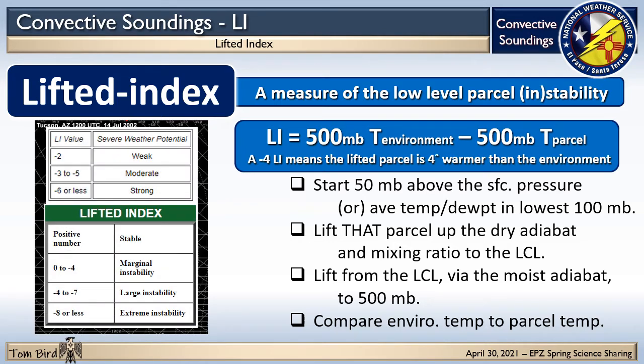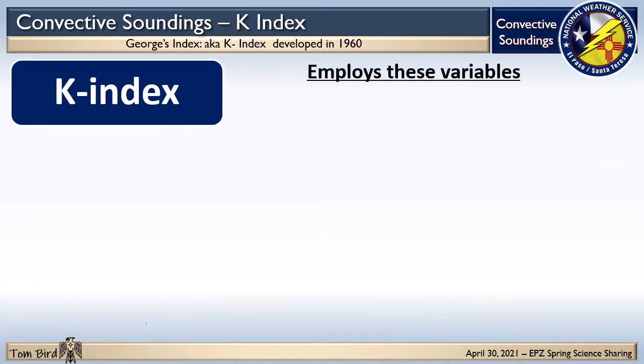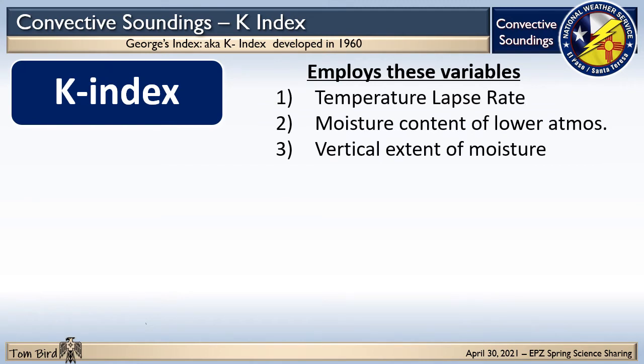And just some quick numbers to go by for LIs. If it's positive, it's stable. If it's a low negative number, you just have marginal instability. But the higher that number gets, the more extreme that instability becomes, and the more likely you are to get a stronger thunderstorm. So we go into the K index that we like to look at a lot too.